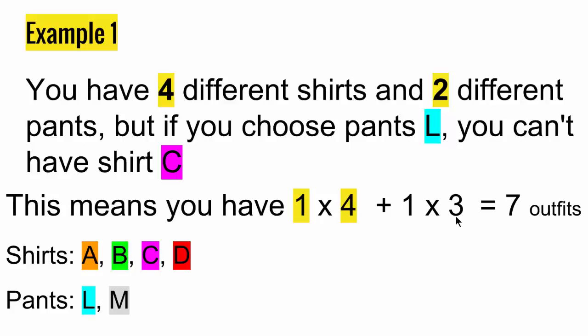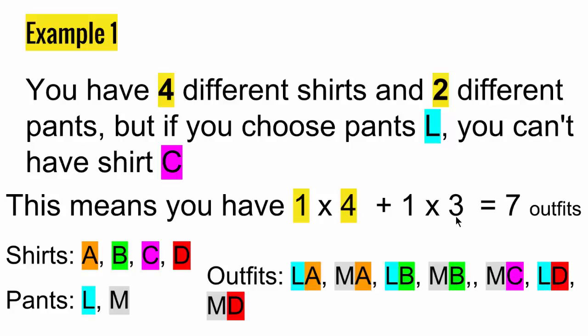And why? Again, I'll say that again so you can remember, it is because we have a dependency. Having shirt C actually depends on whether we choose M or L. That's why we don't get 8 different outfits, but actually we get 7 different outfits. And this is about the dependency of one event on the other. So these are the outfits: LA, MA, LB, MB, MC, LD, and MD, because C cannot be with L.